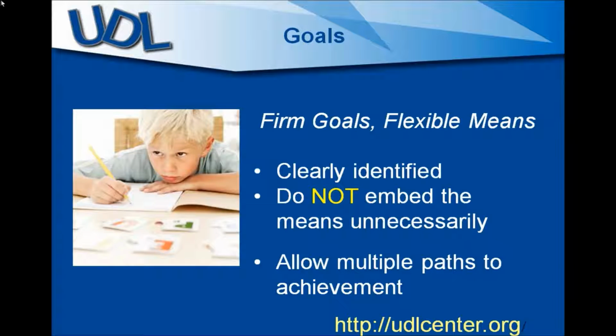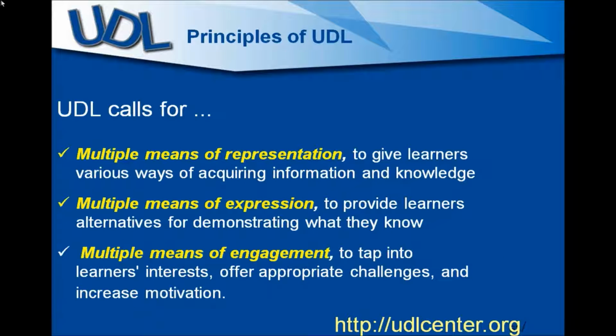So I love what they keep saying: firm goals, flexible means. We're not saying there's one way that you need to do something, but there could be multiple paths to achievement. There are multiple ways to reach your goal. And I think the term that's often used is equifinality. Even though the ending is still the same, how you're reaching that may be slightly different. In universal design, they're talking about multiple means of representation, various ways to acquire information; multiple means of expression, for learners to demonstrate what they know; and multiple means of engagement. So it's really tapping into motivation, but also interaction and increasing motivation.